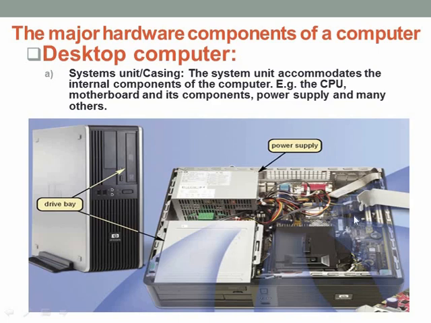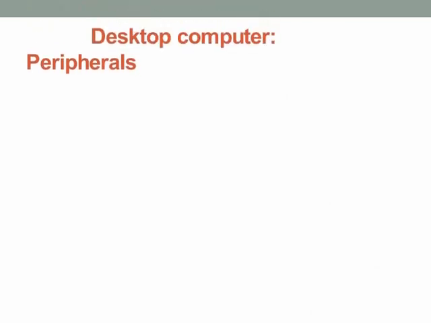The RAM is mounted onto the motherboard. So the systems unit basically accommodates and houses all the internal components of the computer. And not only that, it also has ports which can be used for putting in some other devices. So let's look at the peripheral devices. These are the devices which are connected to the computer system through the ports on the systems unit.